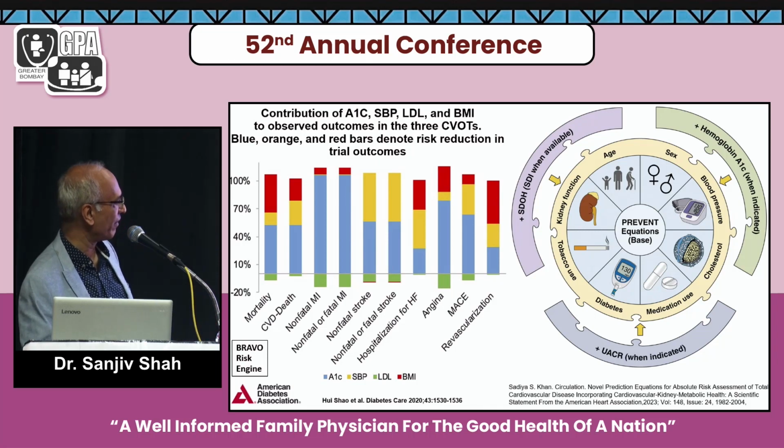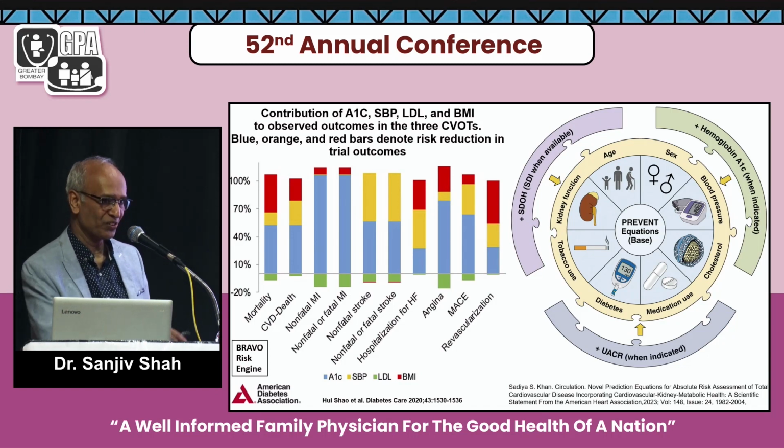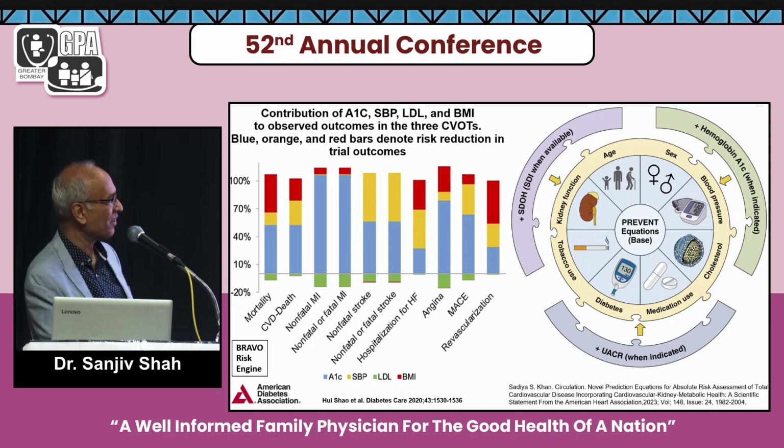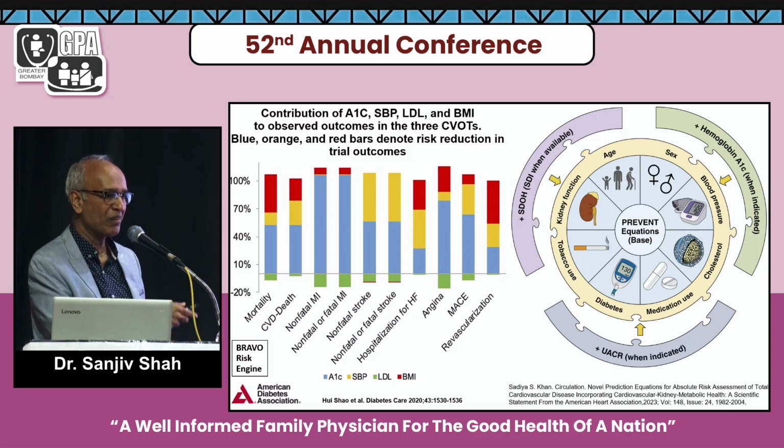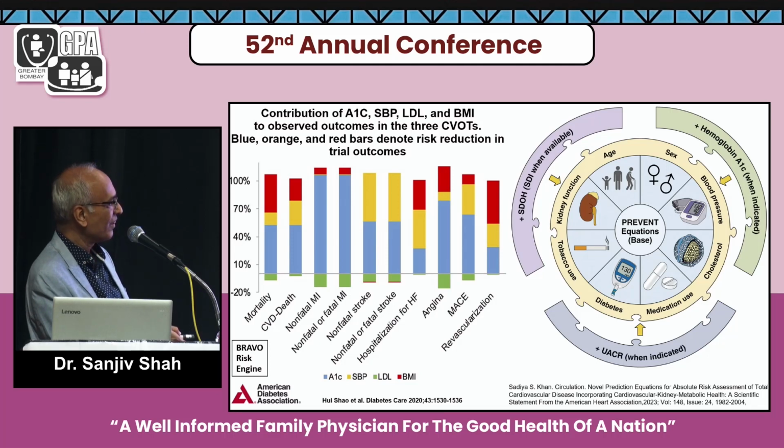This is called a Bravo risk engine, published in American Diabetic Association Diabetes Care. Don't look at this Sadia Khan, which is going to show you in the next slide, which is just published couple of months back in Circulation, a new paper. They looked at A1C, systolic BP, LDL, and BMI. In all 3 CV outcome trials, which Dr. Sunil mentioned about, the CV outcome trial in SGLT2 inhibitor, they used the data and they calculated.